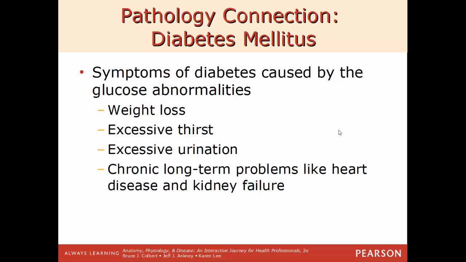Now some symptoms caused by diabetes and these abnormalities with glucose: weight loss, because your body is now using fat and muscle as a source of fuel, so you will lose that mass within your body. Excessive thirst, because you're dehydrated. Excessive urination, because you're dehydrated. And then chronic long-term effects can lead to heart disease and then eventually kidney failure.